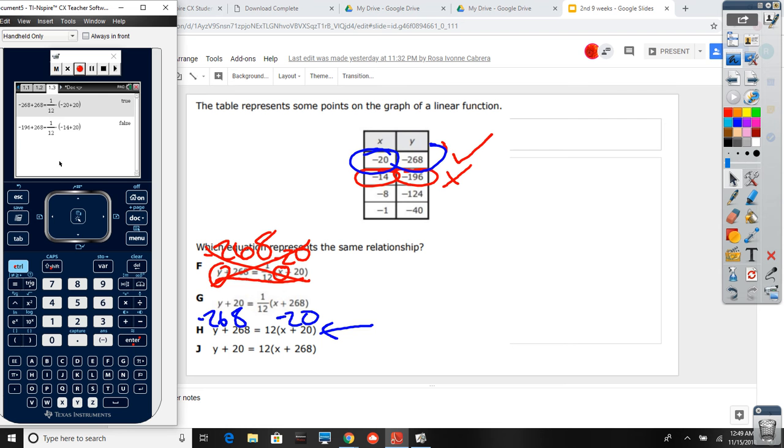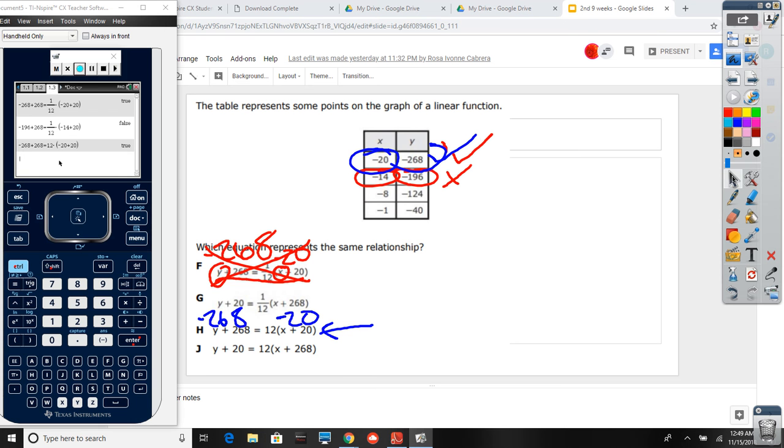So I'm gonna go ahead and type in negative 268 plus 268 equals 12 parentheses negative 20 plus 20. Let's see if this first one works. It says it's true, so this first point works for the blue one. Let's try the next one.